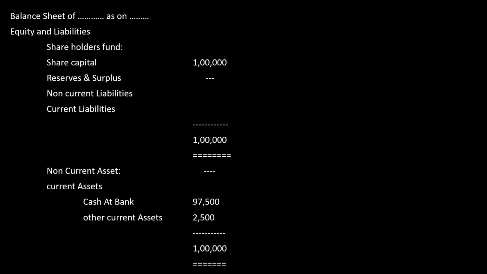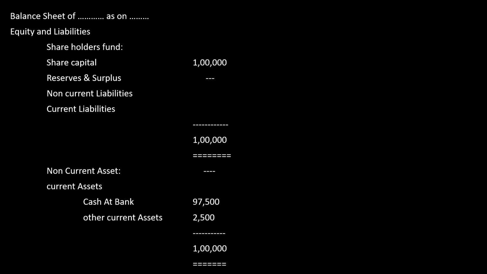Here, the share capital which is issued by the company is 1 lakh. It is written there. Then reserves and surplus, non-current liabilities, current liabilities. Even though you don't have anything, you have to write the format first. Then on the asset side, non-current assets, that is fixed assets, and the next one, current assets. Current assets, cash in hand. What is the cash collected? 97,500. Then under other assets, we are going to write 2,500 as commission.